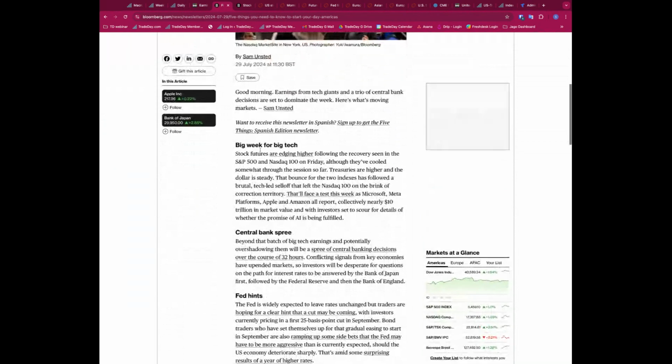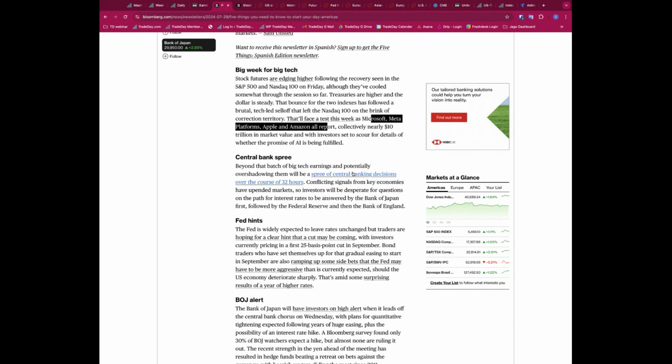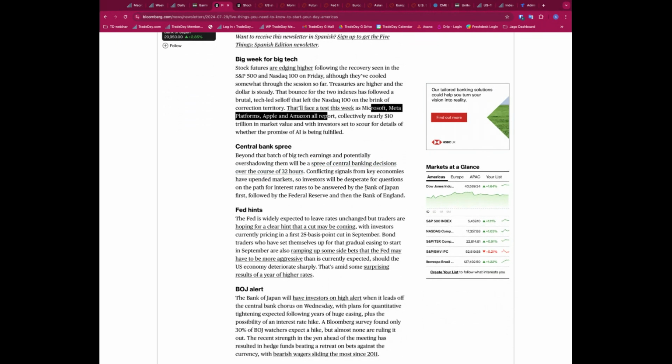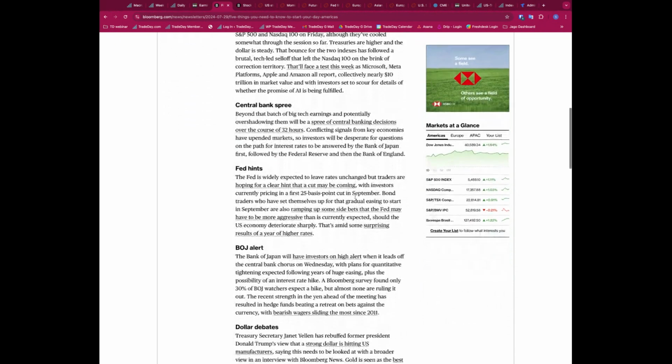5 things to start your day. Big week for tech. It's going to cover all the stuff we've already gone over, right? So big week for big tech in here. Microsoft, Meta, Amazon all report. We've already said that. Big tech, central bank decisions in here. We've spoken about that: Bank of England, Federal Reserve, and Bank of Japan.